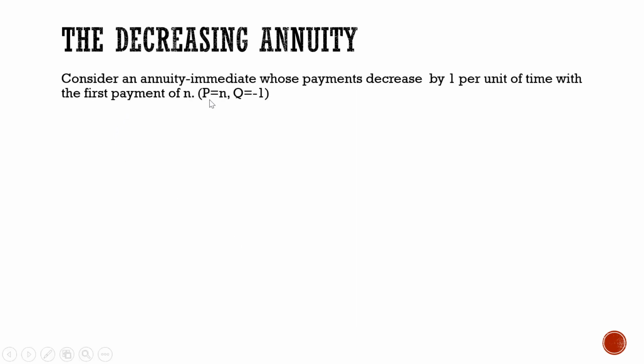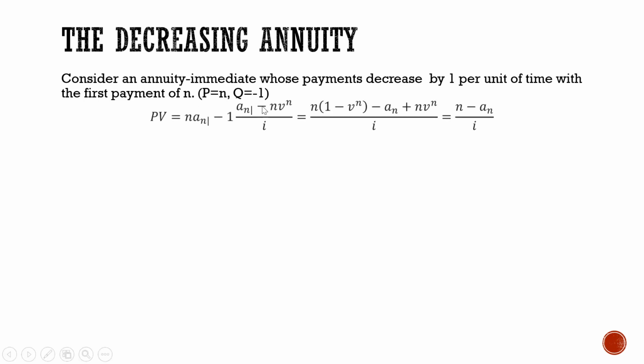Now we consider decreasing annuity. Consider an annuity immediate whose payments decrease by 1 per unit of time, with the first payment of n. So P is n and Q is -1. To find the present value, we use the P-Q methods, replace P by n and Q by -1, and derive it. We have (n minus A-N) over i.